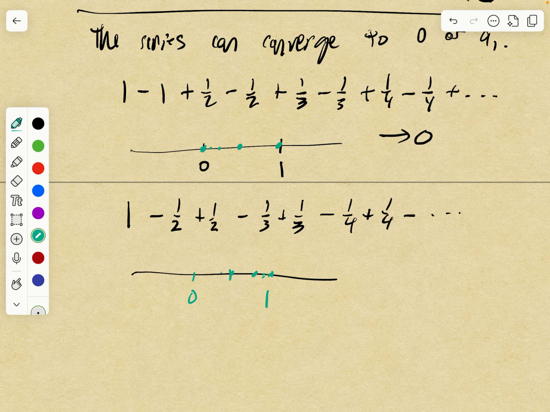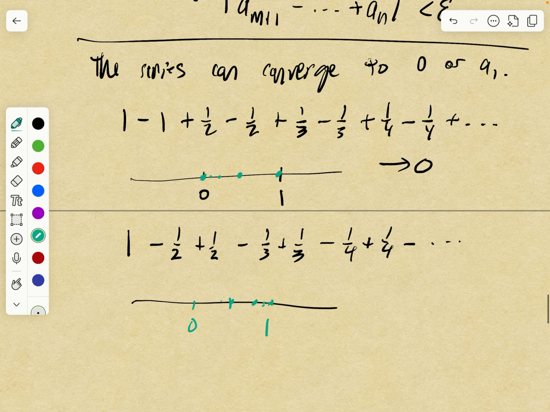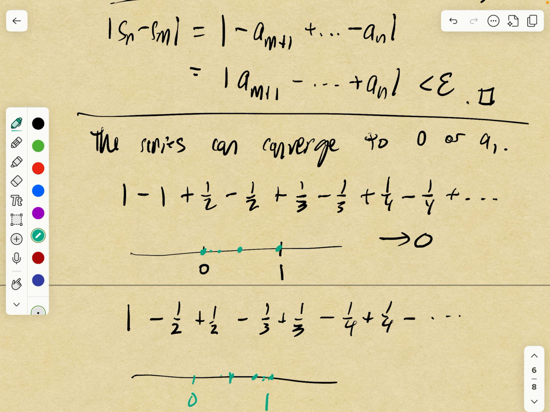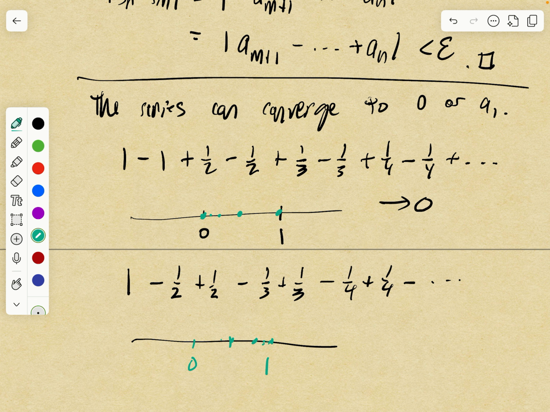And I only want to mention this because in a book that I've looked at, they say that the series has to converge to a number strictly between 0 and A1, but that's not actually true, if you allow the terms to not be strictly decreasing, right? I mean, here the terms are decreasing, but not strictly decreasing. If they're strictly decreasing, then you can show that the series has to converge to a number between 0 and A1. But if it's just decreasing and not strictly decreasing, then it could converge to 0 or A1.